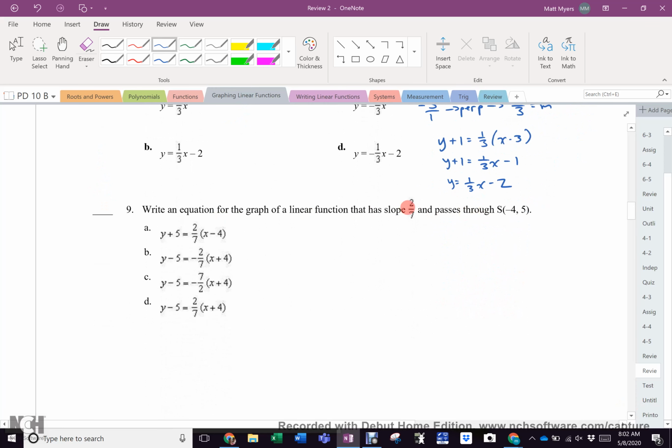Write the equation for the graph with that slope and that point. Well, that's pretty easy. Y minus 5 equals 2/7 times x plus 4. D.